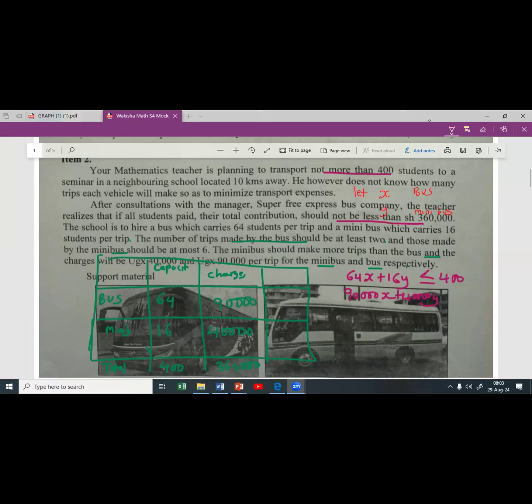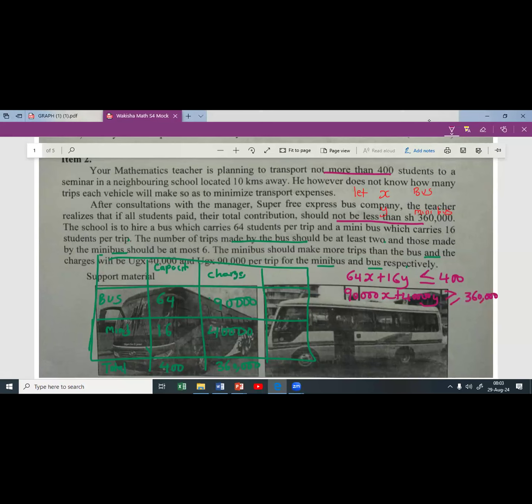Should not be less than. Which inequality are we using? I want to see whether people are really there. Type in the chat quickly. Greater than or equal to. Very good. So here I will say greater than or equal to 360,000. Now that is my second equation.